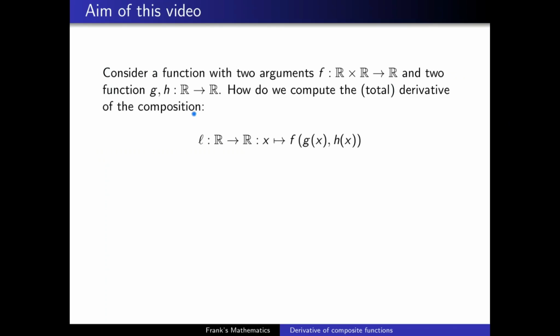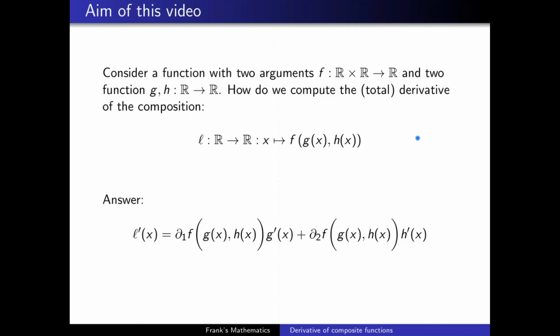So consider you have a function of two arguments and call it f. And we have two functions g and h which will play the role of our inner functions. And the question is how to compute the total derivative of this composition. So we have f, and in the first argument, we plug in the function g evaluated at x, and in the second argument, we plug in the function h evaluated at x. And the question is, what's the derivative of this composition? So you can see the answer here.